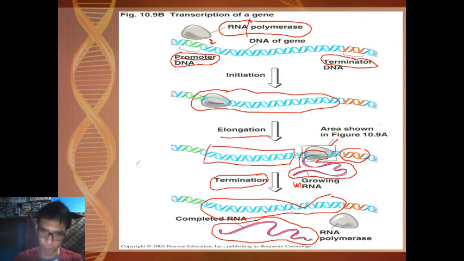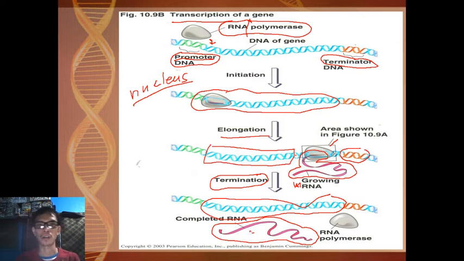This transcription happens inside the nucleus. Take note of that, that the transcription process happens in the nucleus. Then this mRNA will go out of the nucleus via the nuclear pore. Then the next process of protein synthesis will happen outside the nucleus. So remember, transcription happens in the nucleus.